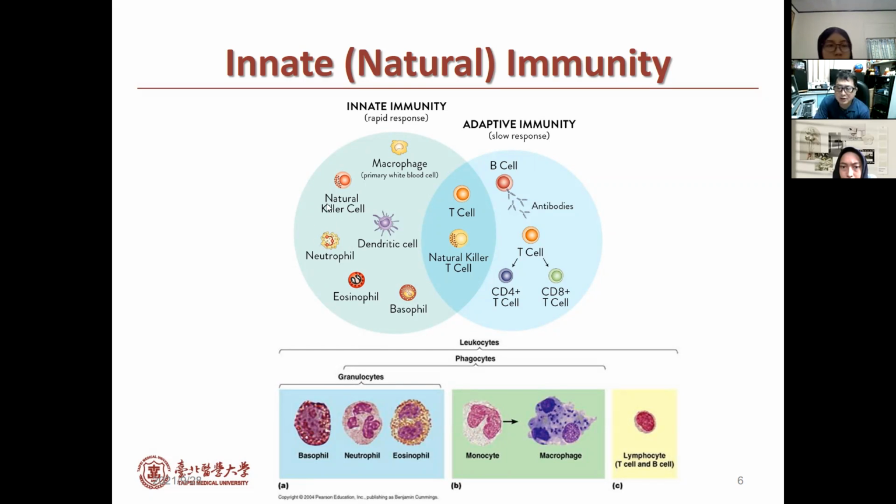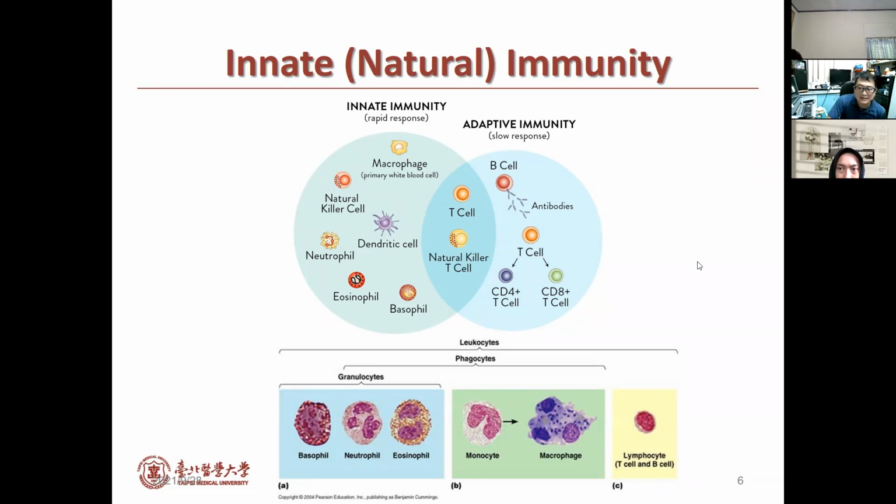NK cells are part of innate immunity and are very useful. These cells can kill cells that got infected, any with pathogens in the cytoplasm already. It doesn't belong to the adaptive immunity. And also, it is very useful for the treatment of cancer. It's specific for cancer.